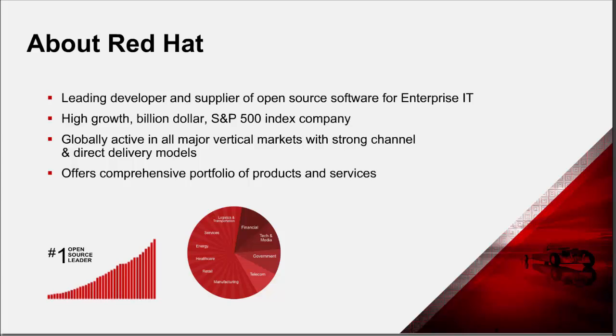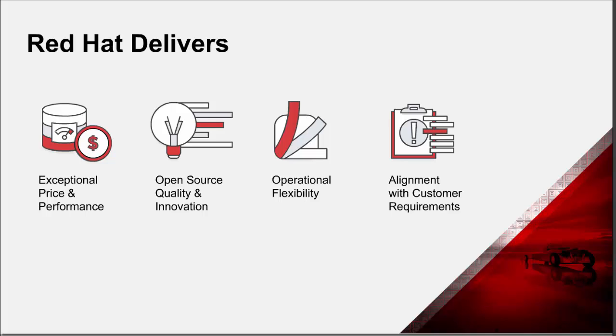So we're still a high-growth company. We did more than $2 billion US dollars in the last fiscal year and are still growing in a double-digit fashion. We're not focused on any particular vertical. We're strong across all vertical markets with a very strong channel delivery model. More than 60% of our revenue goes through our channels.